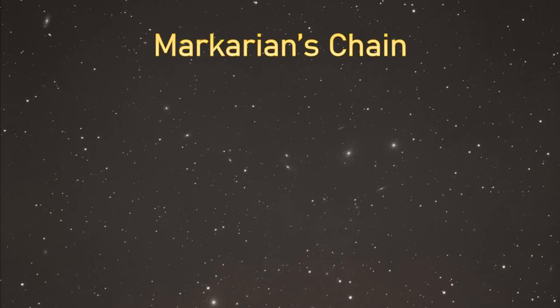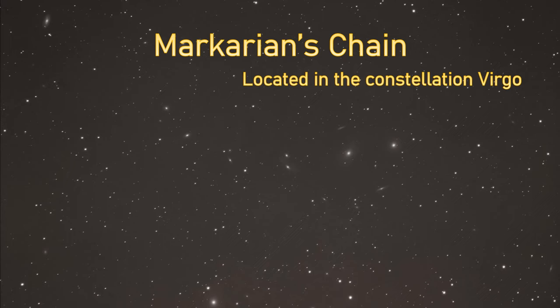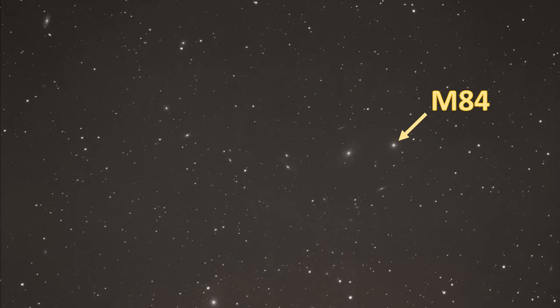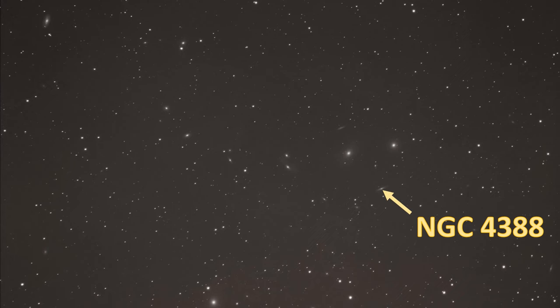Markarian's Chain. This classic springtime target is located in the constellation Virgo and is part of a galaxy group known as the Virgo Cluster. This cluster features a multitude of elliptical galaxies such as M84, M86, M87, and many more. There are also quite a few fainter spiral galaxies in this shot, which I won't take time to exhaustively list out, but there are a couple of noteworthy ones like M88 and NGC 4388.